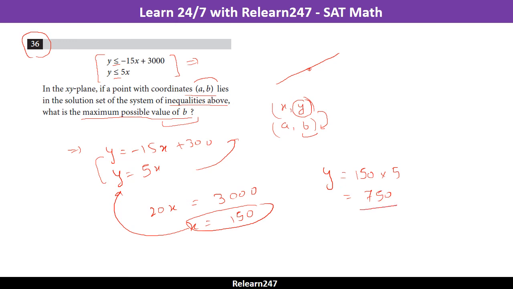So this is a pretty easy question, and we just need to remember the concept behind it. That is very simple. Whenever there is an equal to sign given along with greater than, we can say that to find the maximum possible value of the y coordinate, we just have to find the intersection point of that line. Thank you friends.